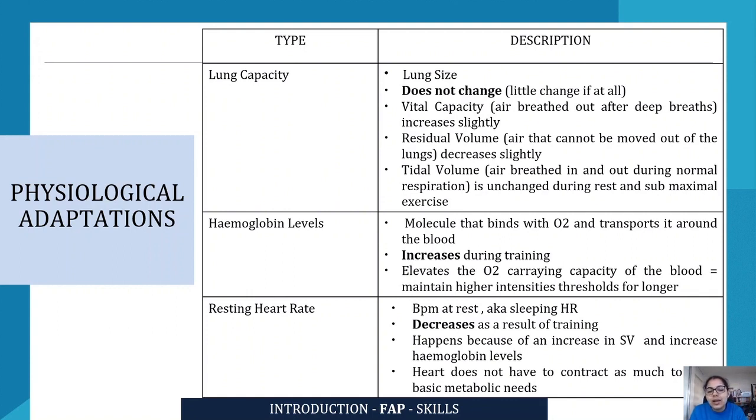And so because of the higher rate of hemoglobin in the blood and you being able to pump out more blood, that is going to cause a decrease in heart rate, and both of them will increase as a result of training. So heart rate will decrease, and the heart does not have to contract as much to meet the metabolic needs. That is why we see the heart rate decrease, because as an athlete we are becoming more efficient in our stroke volume, and also in increasing our hemoglobin levels. Awesome, let's move on then.